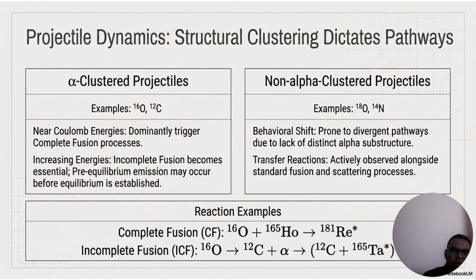Projectile dynamics: structural clustering dictates pathways for alpha-clustered projectiles. The 16O and 12C projectiles at near Coulomb barrier energies mostly trigger complete fusion processes, while at increasing energies incomplete fusion becomes essential, and pre-equilibrium emission may occur before equilibrium is established. However, in case of non-alpha-cluster projectiles like 18O and 14N, the behavior shifts to divergent pathways due to the lack of distinct alpha structures or substructure. Transfer reactions are actively observed alongside standard fusion and scattering processes.